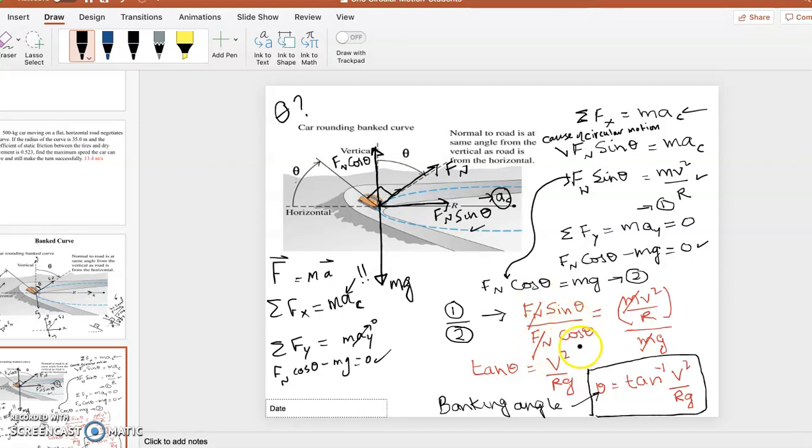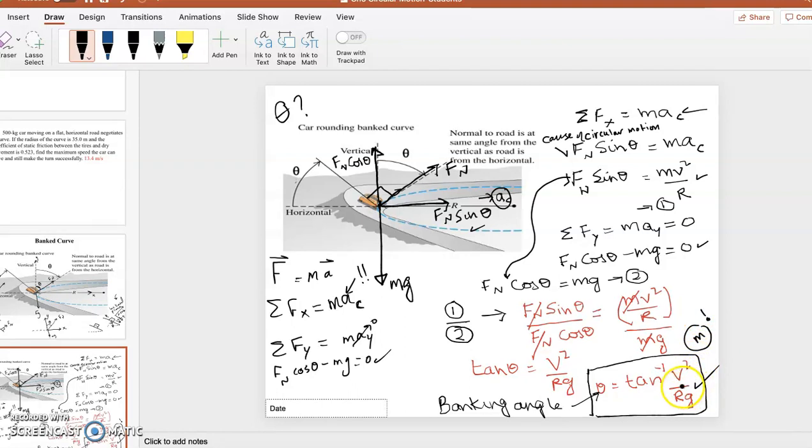Sine theta over cosine theta is equal to the right side, mv squared over r, divided by mg. You can see, first of all, Fn goes and the m cancels out. So we can see that sine over cosine is tan. Tan theta is equal to v squared over r times g. All right. So the banking angle is equal to tan inverse of v squared over rg. Again, you can see that it does not depend on the mass of the car.